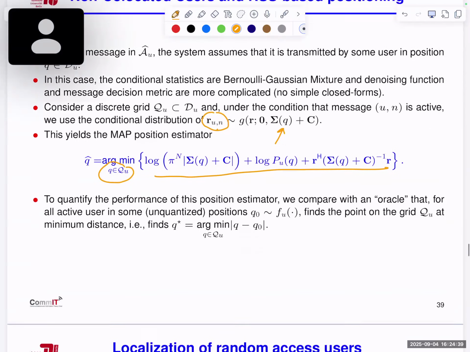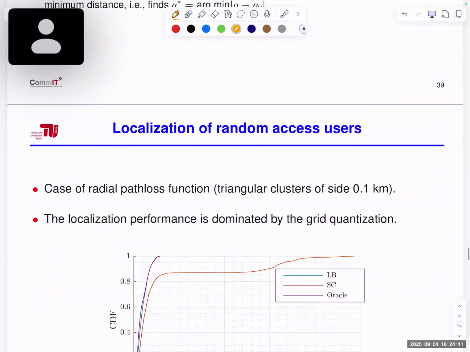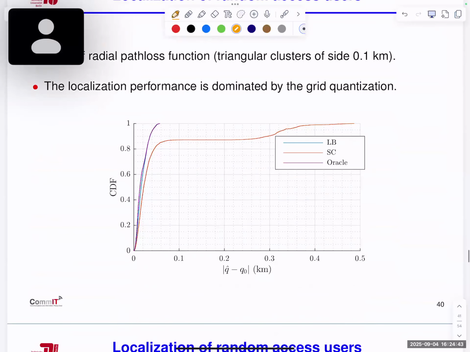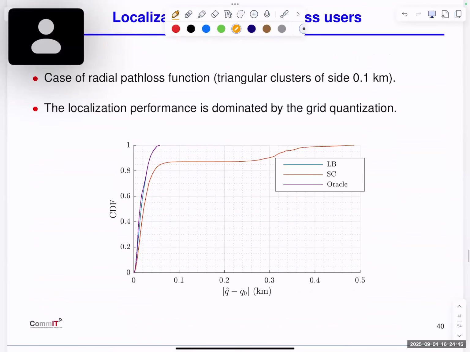So we tried, and it turns out that the performance is pretty good. In the case of the regular triangular clusters with the radial path loss, which is just a radial function, of course, it's the best case. We see that our scheme is location based, because the codebook is partitioned according to location.